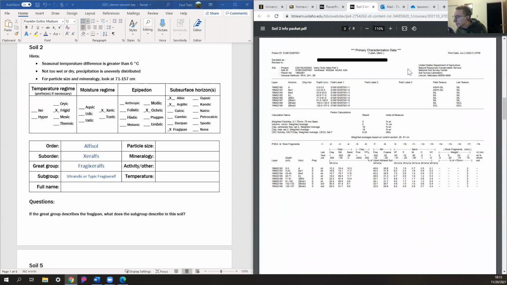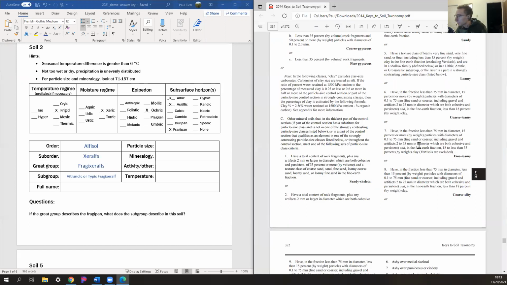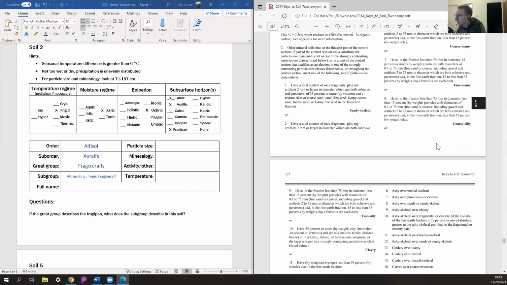Our texture, okay, zoom in again. From 0.1 to 75 millimeters, right? We're less than 5%. Okay. From 0.1 to 75 millimeters, we needed 15% or more. We don't have that. We're not coarse loamy. 15% or more particle, so fine, we're ruling out fine loamy as well.